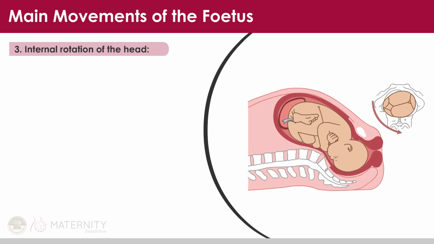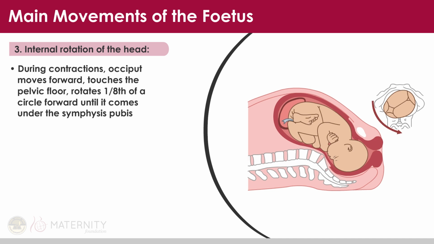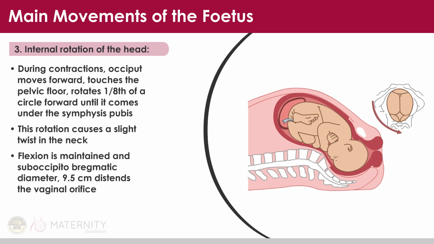Internal rotation of the head. During contractions, the occiput moves forward, touches the pelvic floor, and rotates 1/8 of a circle forward until it comes under the symphysis pubis. This rotation causes a slight twist in the neck. Flexion is maintained and the suboccipito-bregmatic diameter, 9.5 cm, distends the vaginal orifice.